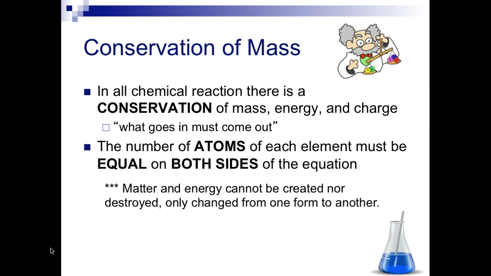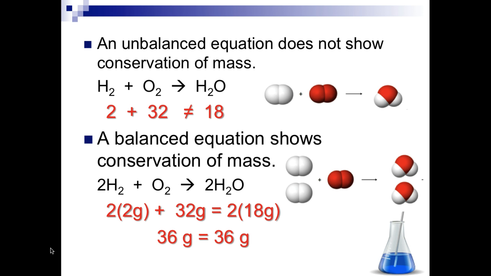So that is equal to the number of atoms of each element must be equal on both sides of the equation. So however many carbon atoms, for example, you have on the left, you have to have the same number of carbon atoms on the right. When we look at an unbalanced equation, it does not show the law of conservation of mass.